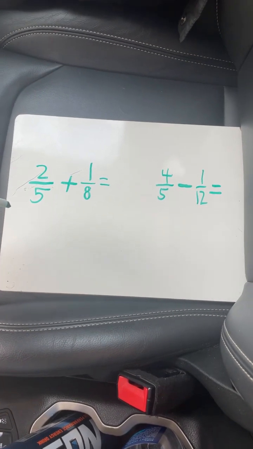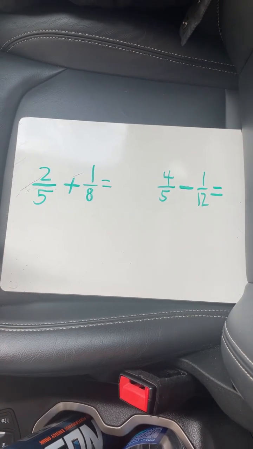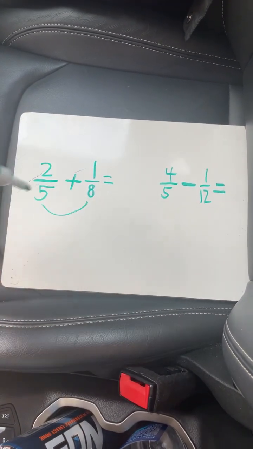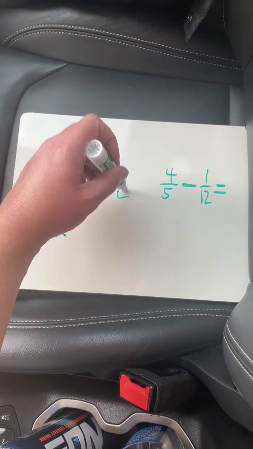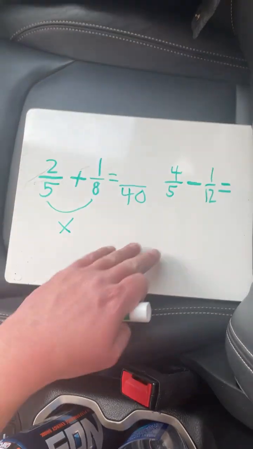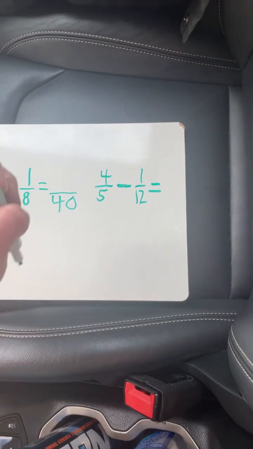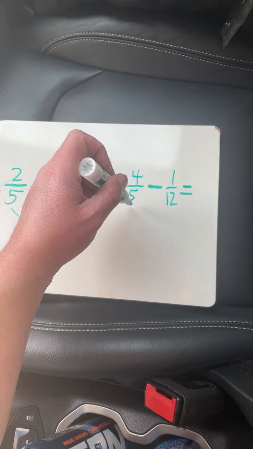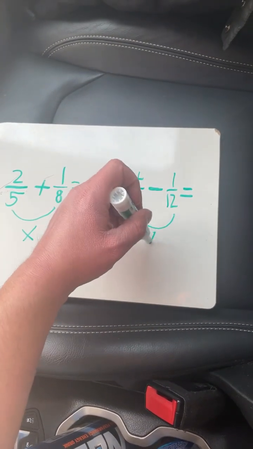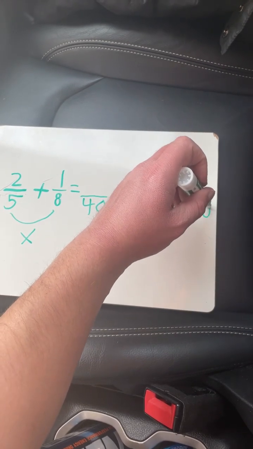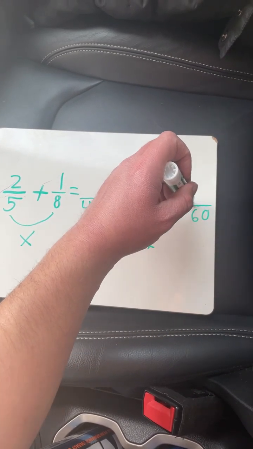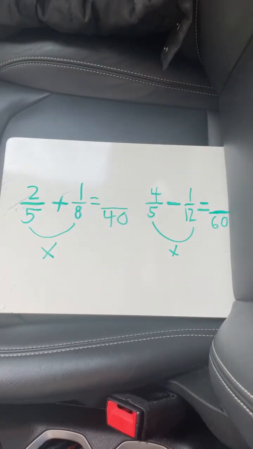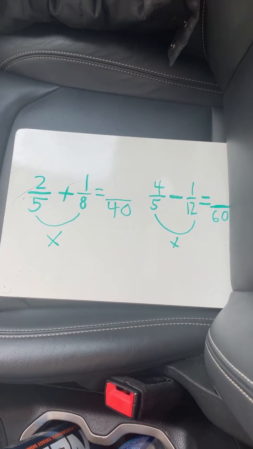So step 1, you multiply the denominators to find a common denominator. Whether you're adding the fraction or subtracting the fraction, that is step 1. So 5 times 8 equals 40. Now for the subtraction problem, 4/5 minus 1/12. 5 times 12 equals 60. So whether you're adding or subtracting the fraction with unlike denominators, step 1 is exactly the same. You always start off by finding the common denominator.